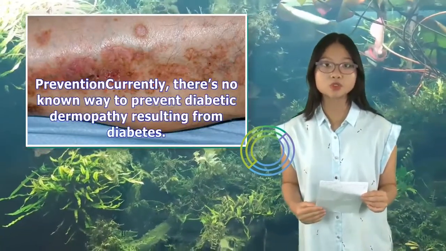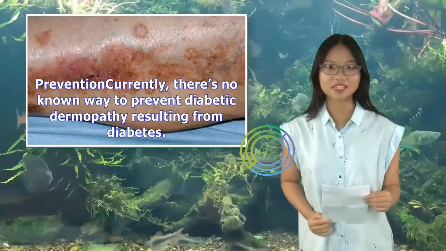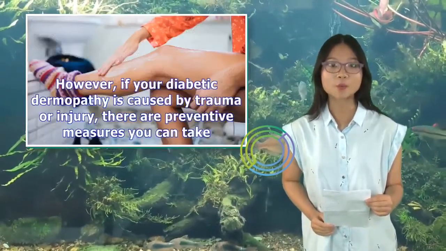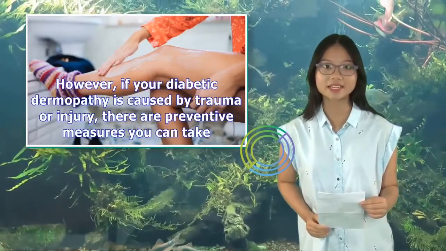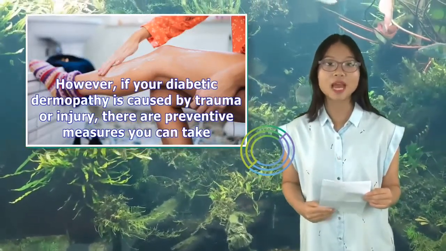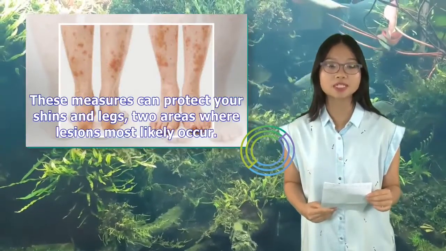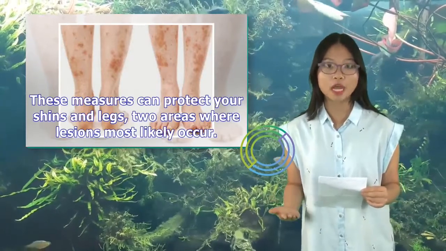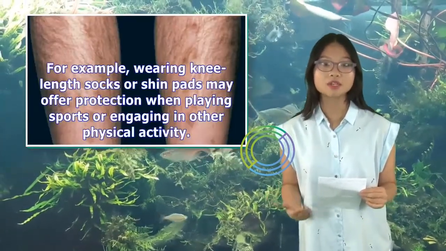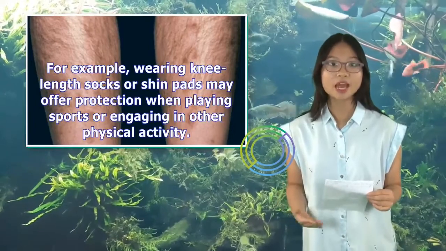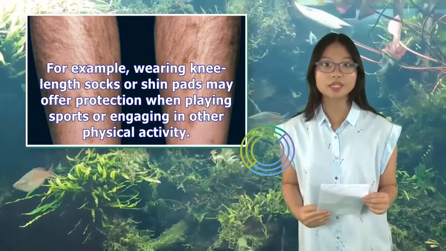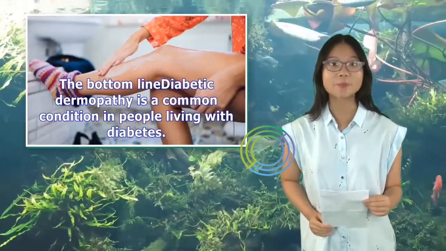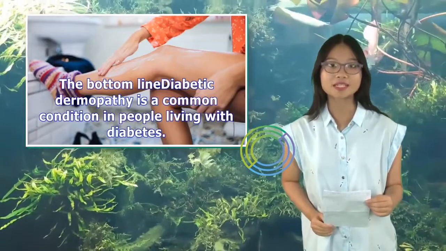Prevention. Currently, there's no known way to prevent diabetic dermopathy resulting from diabetes. However, if your diabetic dermopathy is caused by trauma or injury, there are preventive measures you can take. These measures can protect your shins and legs, two areas where lesions most likely occur. For example, wearing knee-length socks or shin pads may offer protection when playing sports or engaging in other physical activity. The bottom line: diabetic dermopathy is a common condition in people living with diabetes.